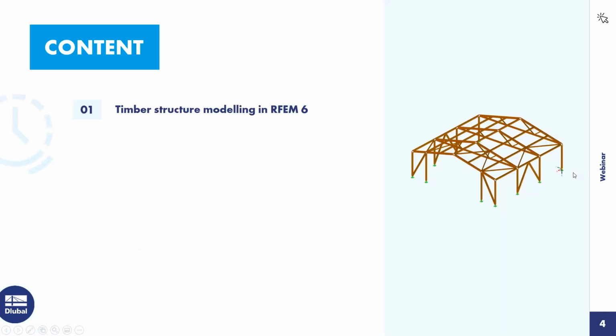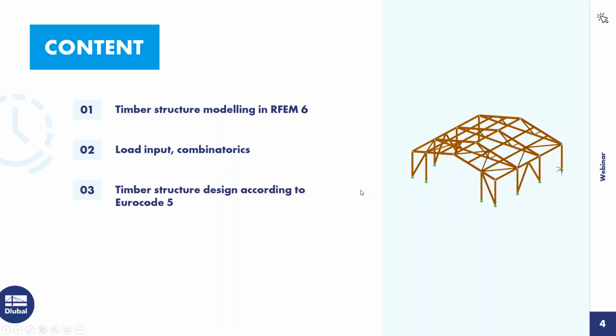To the agenda today, the first point is timber structure modeling in RFEM 6. It will be done by Bastian. Then he goes to the second part, load input and combinatorics. Then the timber design according to Eurocode 5. And he will document everything in the printout report. Then he will hand over the screen to Gerhard, and he shows two examples with detailed design, for example, modal analysis. Then I hand over the screen to Bastian, just a moment.